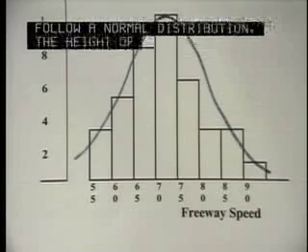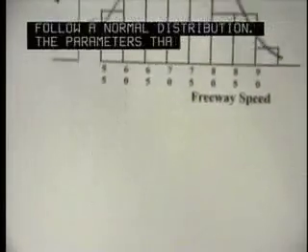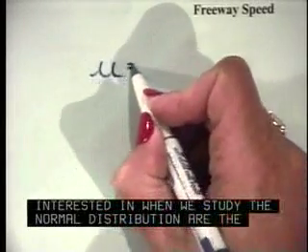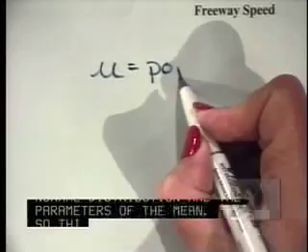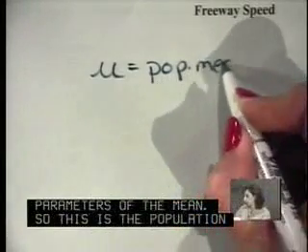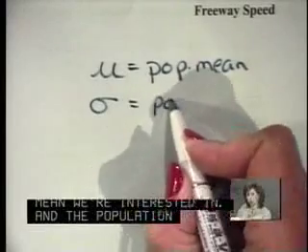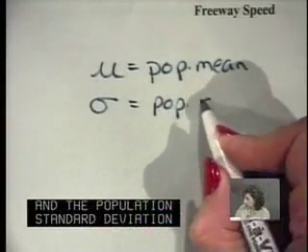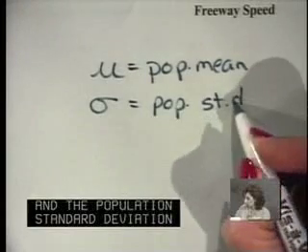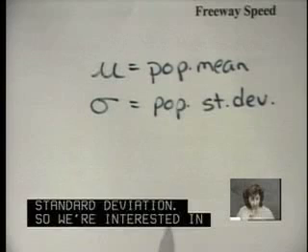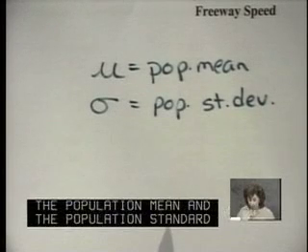The parameters that we're interested in when we study the normal distribution are the mean, so this is the population mean we're interested in, and the population standard deviation. So we're interested in the population mean and the population standard deviation.